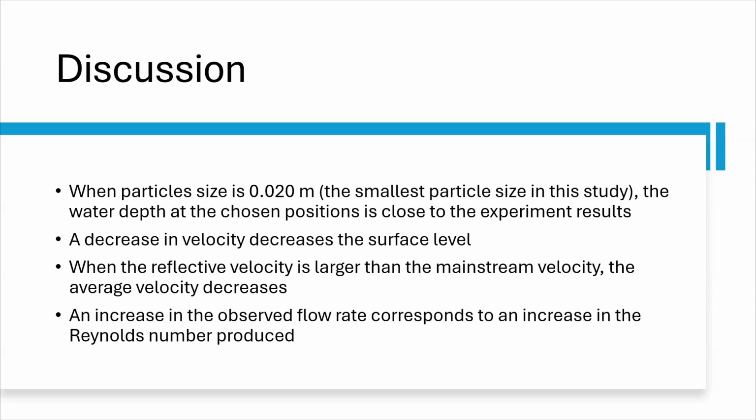The fourth one is that an increase in the observed flow rate corresponds to an increase in the Reynolds number produced. It's like what I said when we saw the figure, that the increase in flow rates has a positive correlation with the Reynolds number. A high increase of flow rate will increase the Reynolds number.